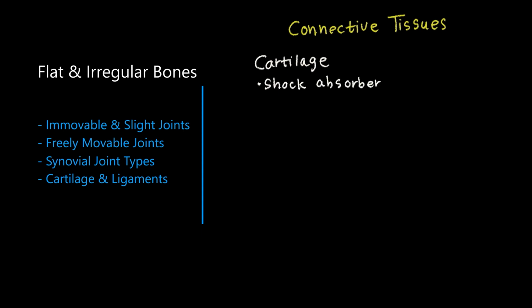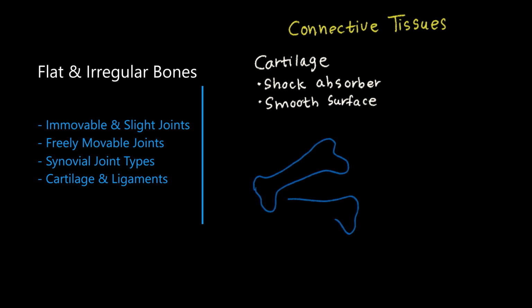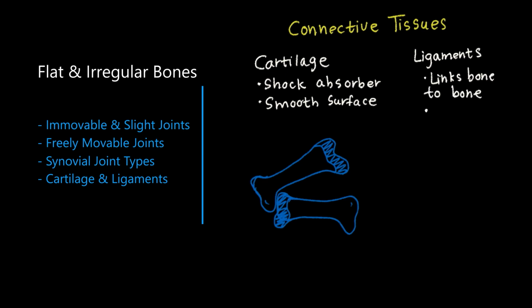First is cartilage, the tough but flexible tissue that acts as a shock absorber. It covers the ends of bones in synovial joints, creating a smooth gliding surface. Imagine it as the Teflon coating on a frying pan, preventing things from sticking and scraping. A torn meniscus in the knee is a common cartilage injury.